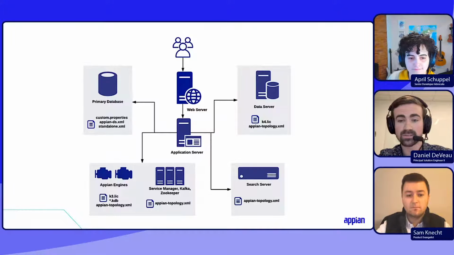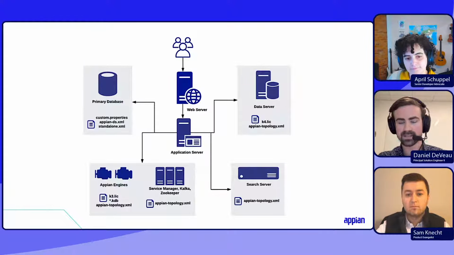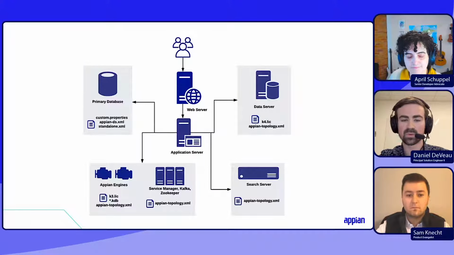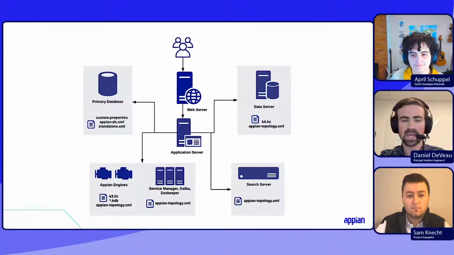That application server is what's going to be consuming that web traffic, consuming your requests, parsing and dealing with them, sending them out to the other components as needed. The other boxes of components we see, primary database, data server, search server, all hold different data and are optimized to process and work with that data. If you have specific questions about those components, throw them in the chat. But today I want to focus mostly on that bottom left box and talk about the Appian Engines.